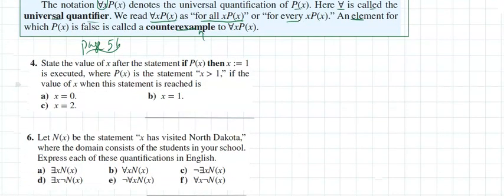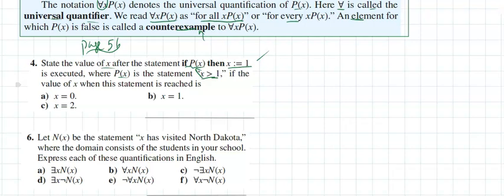Example 2, this is programming. State the value of x after the statement if P, then x is assigned a 1, is executed. That's in programming. So if P is true, you're going to get a 1. And if P is false, you're going to get a 0. Because that's how programming works. You either get a 1 or a 0. Where P of x is the statement if x is bigger than 1. So this really reads, if x is bigger than 1, then you return a 0 or a 1.